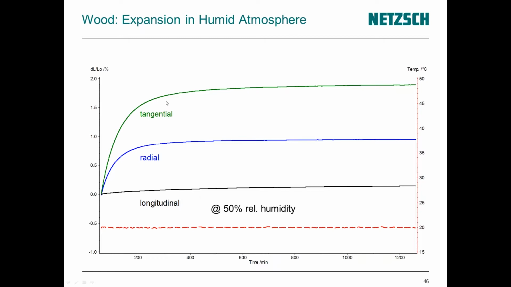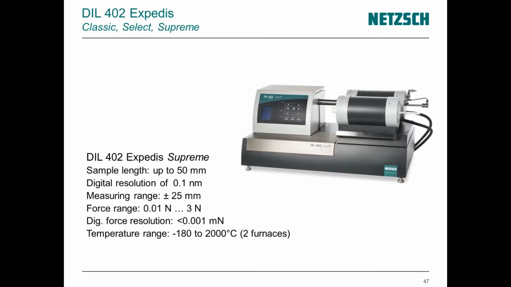So now I would like to show you the devices that were used for the measurements. One is the dilatometer VO2 Expedis, which is available in 3 versions: Classic, Select, and Supreme. The device you see here is the dilatometer VO2 Expedis Supreme. And with this device you can measure samples with a length up to 50 millimeter and a digital resolution of 0.1 nanometer in a measuring range of plus minus 25 millimeter.